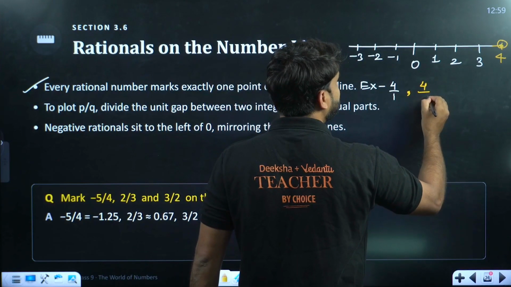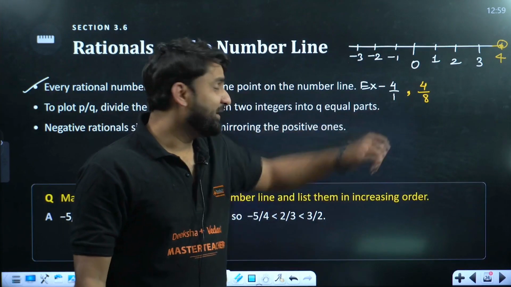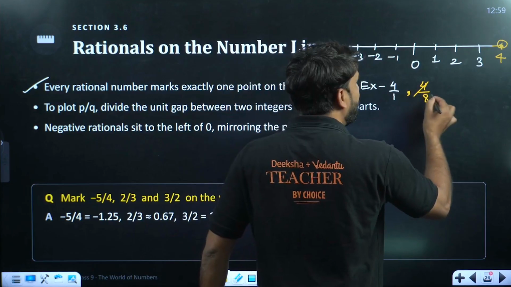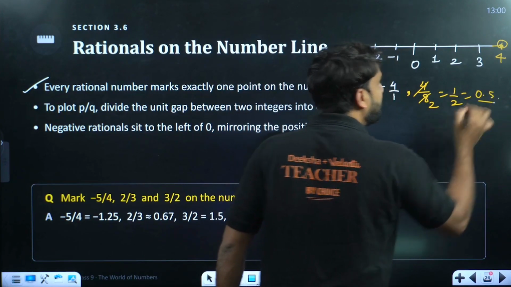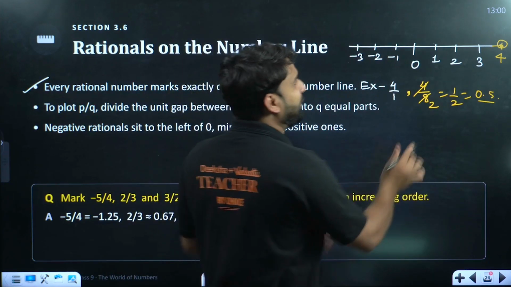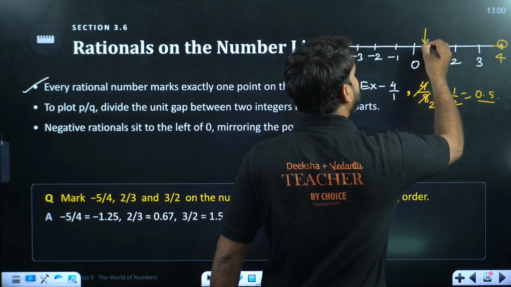If I ask you to represent the number 4 by 8, now you might get confused. It may be confusing for you. 4 by 8, sir, what does it mean? Champion, 4 by 8 means 1 by 2. And 1 by 2 is 0.5. So we can represent 0.5 on the number line. 0.5 is the midpoint of 0 and 1. So this will be the 0.5. I hope this is clear to you.